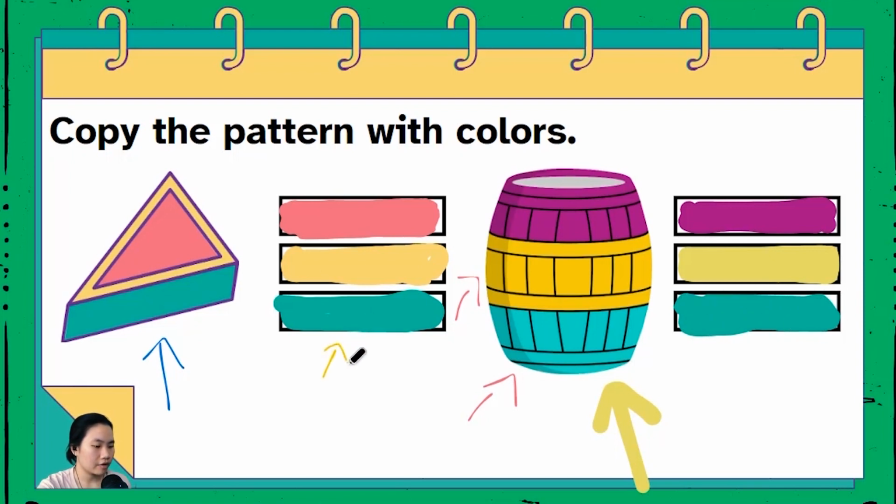The triangle has green and yellow. The barrel also has green and yellow. The only difference is that this one is a pinkish red and this one is a deep purple.